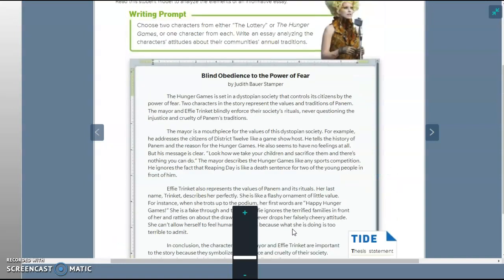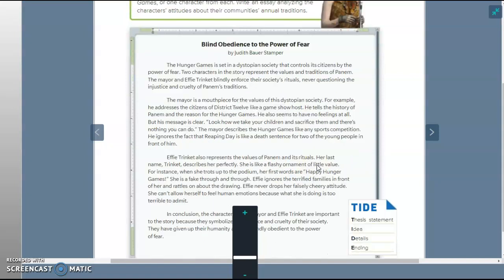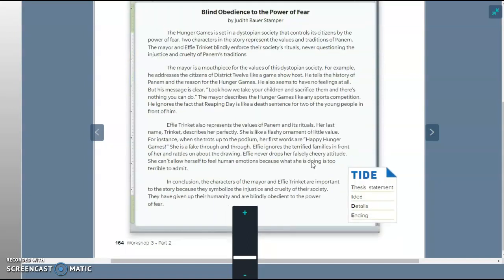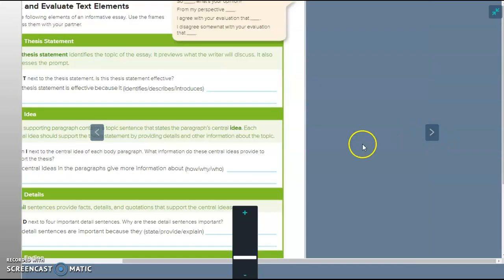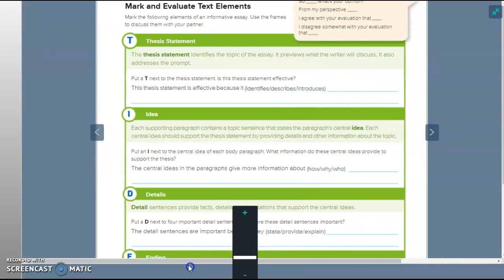Okay, so this person, Judith Stamper, analyzed the mayor and Effie, right? Two of the people who kind of conducted the drawings. She said what was good, what was bad, how they were alike, things like that, and their attitudes.